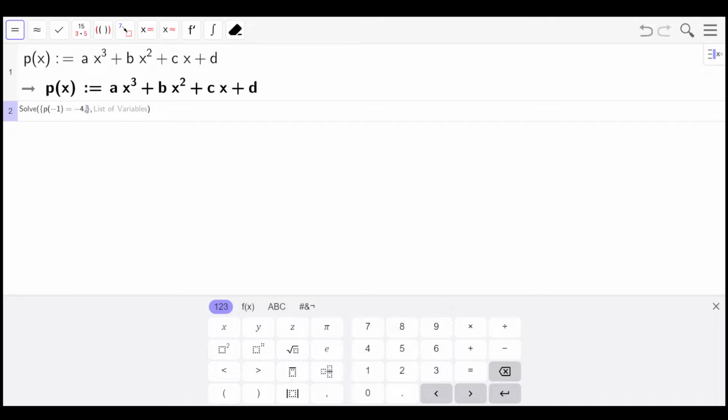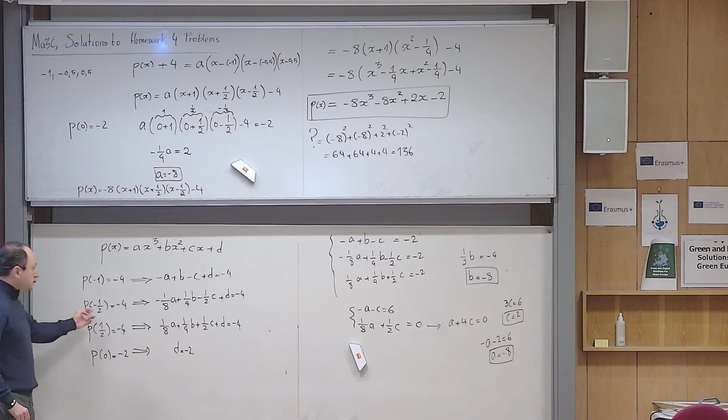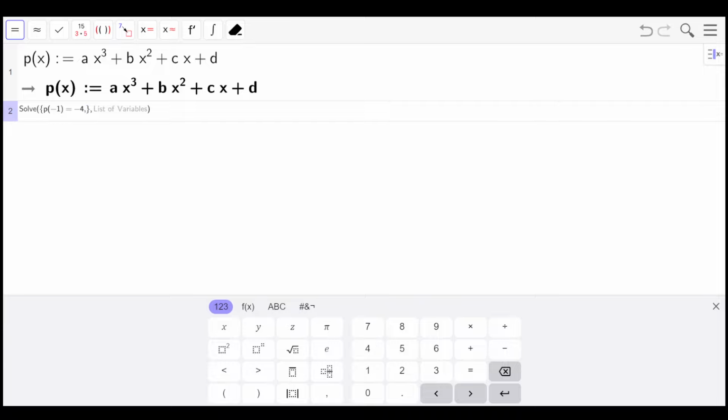I put comma, and type the second equation. What is the second equation? Is this one. Third one and the fourth one. Yes? So I would type P of what? Minus a half, am I right? Is equal to minus 4. And then, comma, P of 1 half is equal to, again, minus 4. Do you agree? And then finally, P of 0 is equal to, what was that? Minus 2.